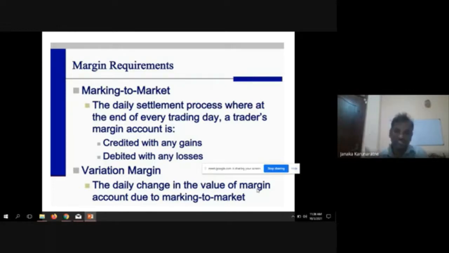Particularly, let's say there are continuous losses in your futures contract over the next, let's say, 10 days, and your loss is such that you come down to the level of the maintenance margin. Then immediately the exchange will tell you to bring the margin up to that level, in addition to whatever other requirements you have to comply with. Variation margin is the daily change in the value of the margin account due to marking to market. So, due to marking to market, there's a change in the value of the margin account, and that is called the variation margin.